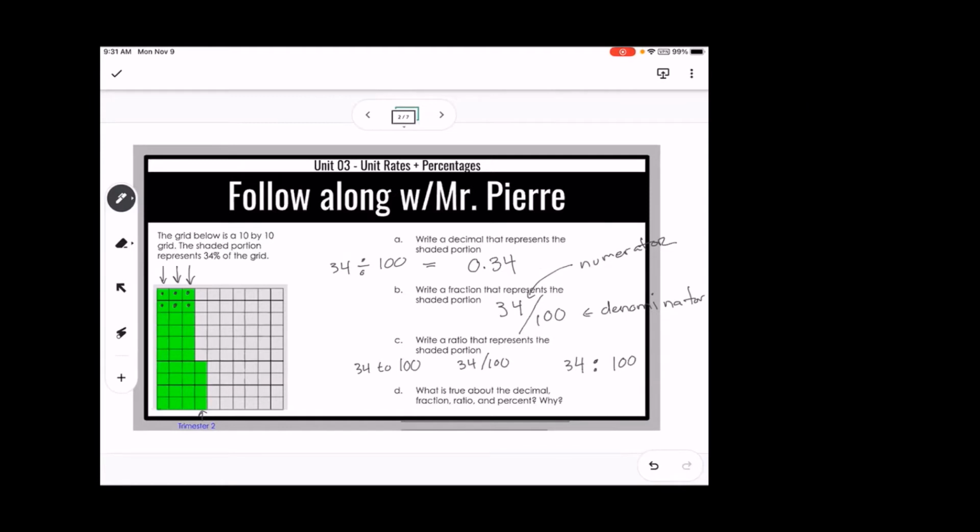Cool. All right. Now the last question says, what is true about the decimal, the fraction, the ratio, and the percent? What is true about all 4 of what we've just seen, these different ways when it comes to the decimal, the fraction, the ratio, and the percent? What is true about all 4 of them? And the question I love to always ask is, why? Why? What do you notice?